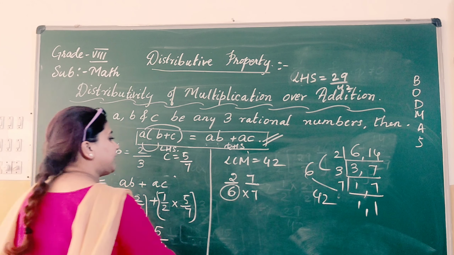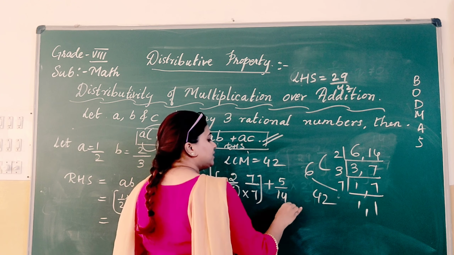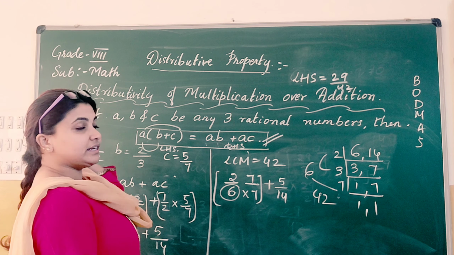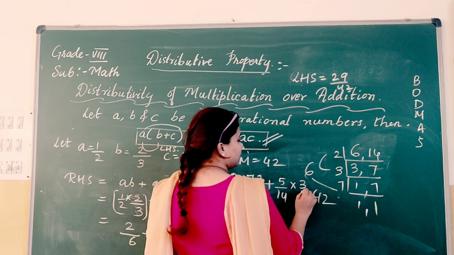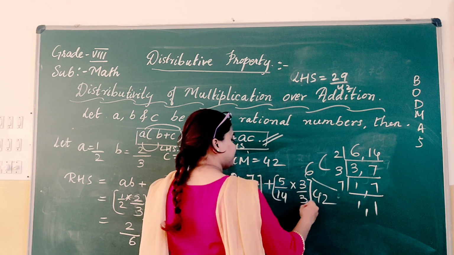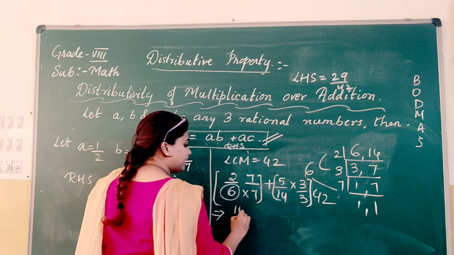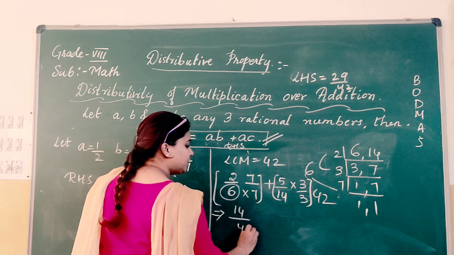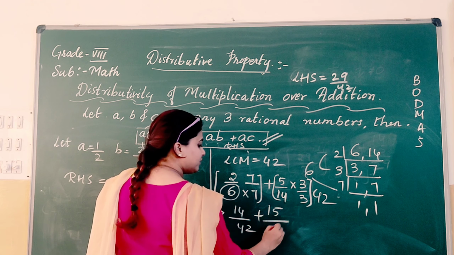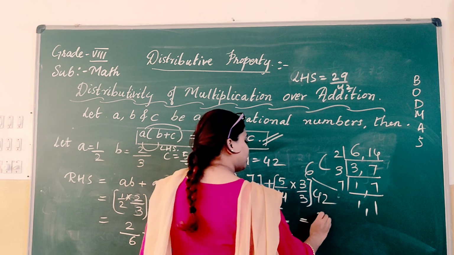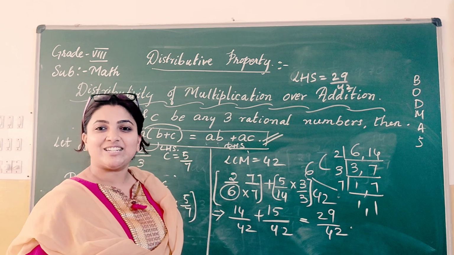Okay. Similarly, write plus as this. Again, 5 by 14 I have got. Again, 14 what are 42? 14 threes are 42. So multiply by 3. Yes? Now next. 2 sevens are 14 divided by 6 sevens are 42, plus 5 threes are 15 divided by 14 threes are 42. Now again I got 29 by 42, which is the same as my LHS, right?